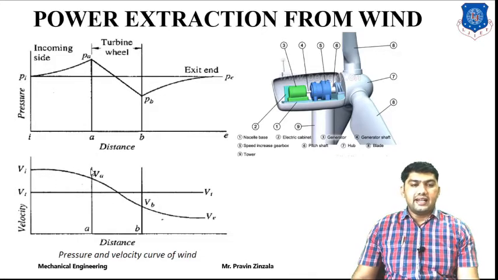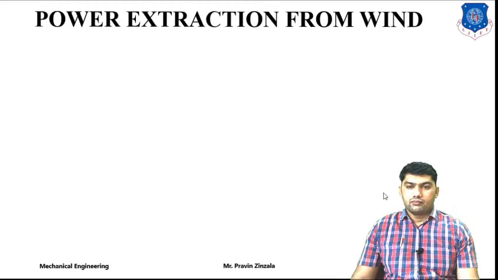The wind has kinetic energy due to its velocity, so it strikes the wind turbine at the inlet portion. After passing through the wind turbine, the velocity decreases. At the outlet the velocity is VB and at the exit the velocity is called VE. So this is the simple diagram of pressure versus distance and velocity versus distance, showing the positions of pressure and velocity in the turbine blade.